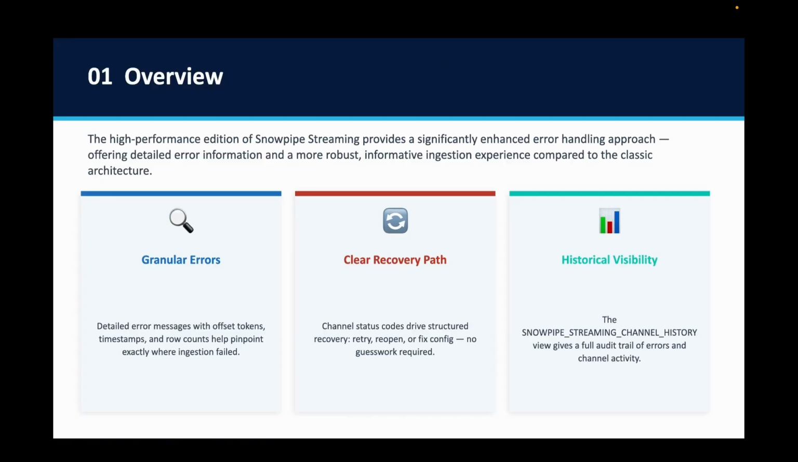Granular errors give detailed error messages with offset tokens, timestamps, and row counts that help pinpoint exactly where the ingestion failed. Clear recovery path gives the channel status codes that drive structured recovery: retry mechanism, reopen or fix a config, no guesswork required. Historical visibility: Snowpipe streaming channel history view gives a full audit trail of errors and channel activity.